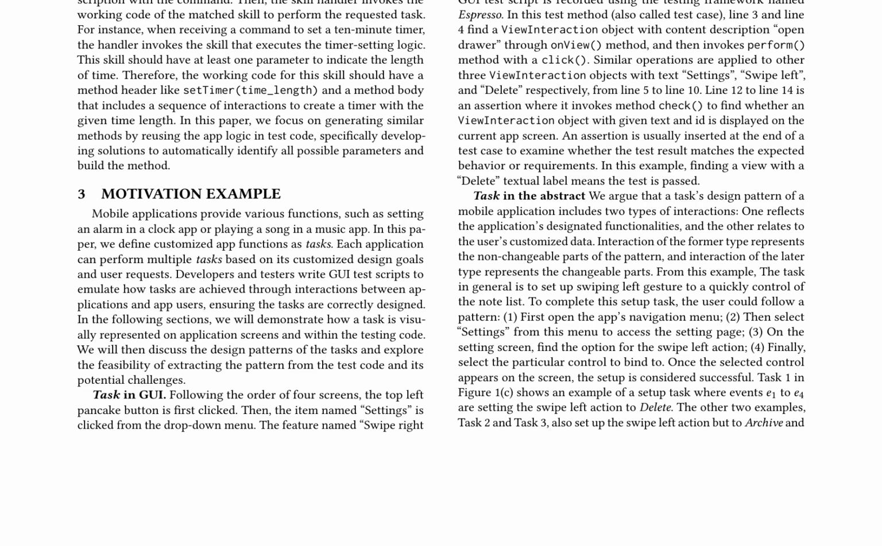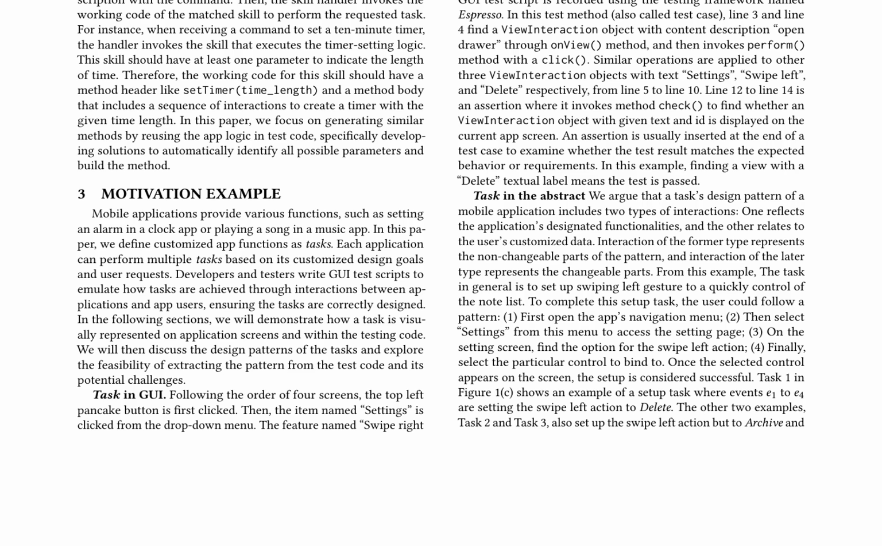The GUI test script records interactions between the user and the application, including finding view interaction objects and performing actions like clicking and asserting whether the test result matches the expected behavior. By abstracting the task's design pattern, the authors identified 2 types of interactions: those reflecting the application's designated functionalities and those relating to the user's customized data. Non-changeable parts of the pattern represent the application's functionalities, while changeable parts represent the user's customized data.